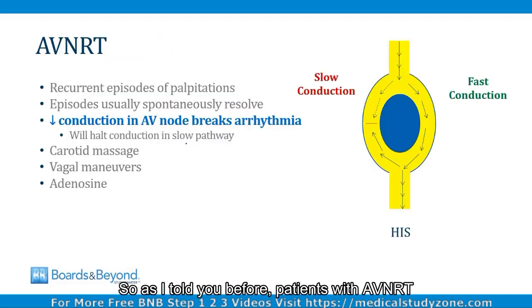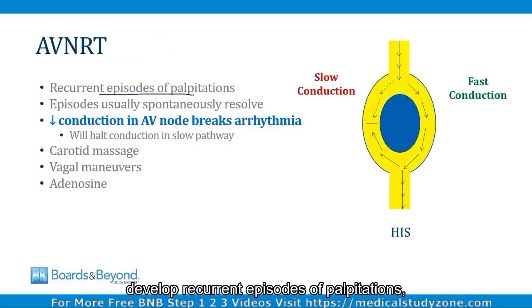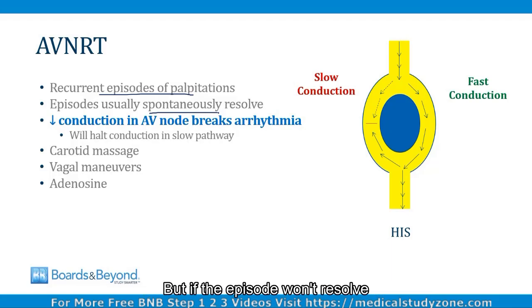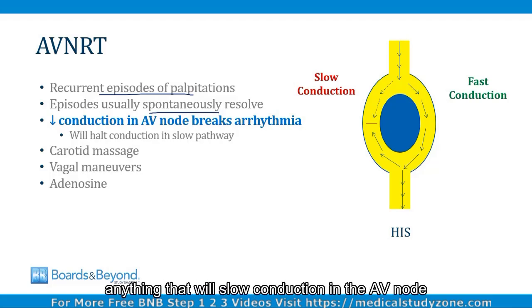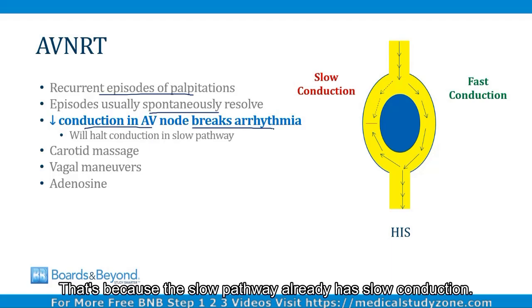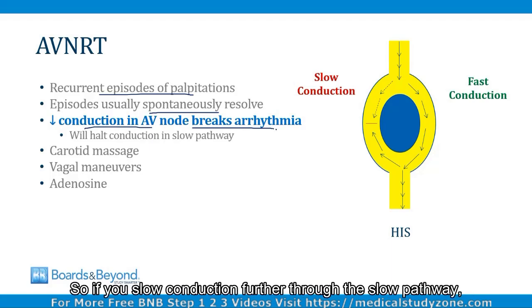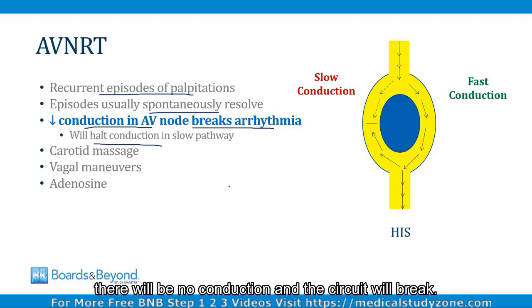As I told you before, patients with AVNRT develop recurrent episodes of palpitations, and usually the episodes spontaneously resolve. But if the episode won't resolve and the palpitations are continuing, anything that will slow conduction in the AV node will break the arrhythmia. That's because the slow pathway already has slow conduction, so if you slow conduction further through the slow pathway, there will be no conduction and the circuit will break.